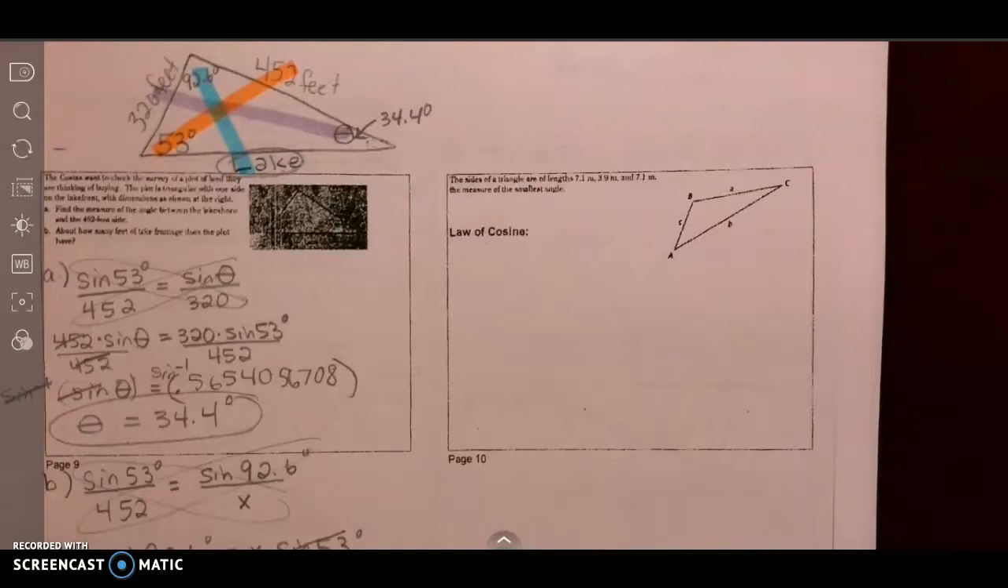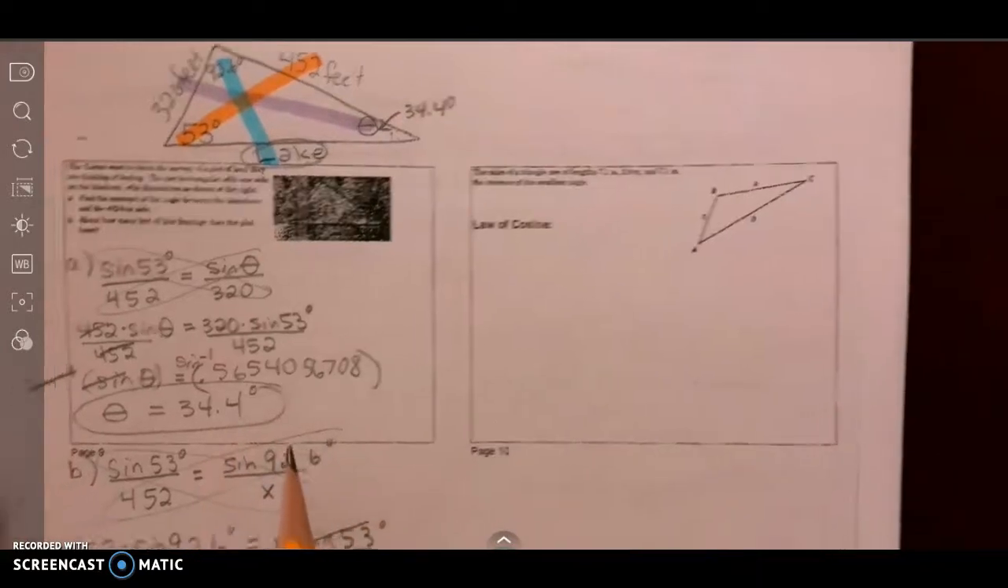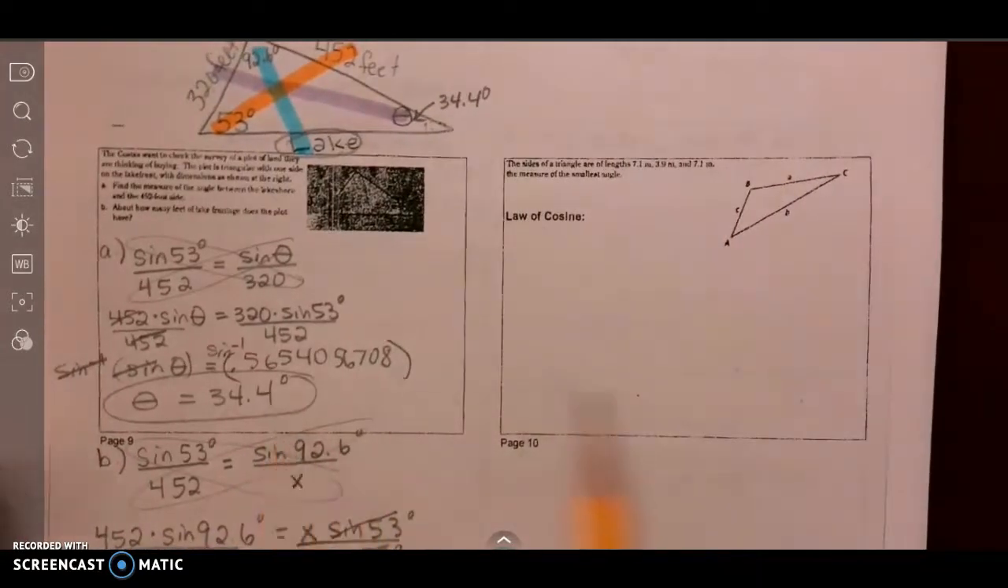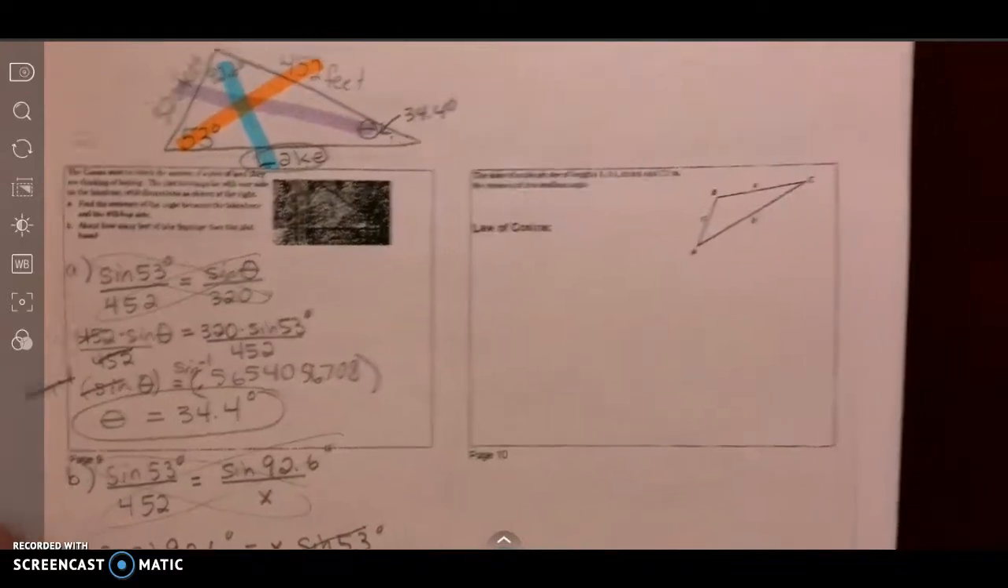Law of sines, there's just not as many opportunities to use it as law of cosines. Law of cosines has more opportunities. You need to know how to do both. There are certain problems where you'll only be able to use law of sines, and certain problems where you'll only be able to use law of cosines.